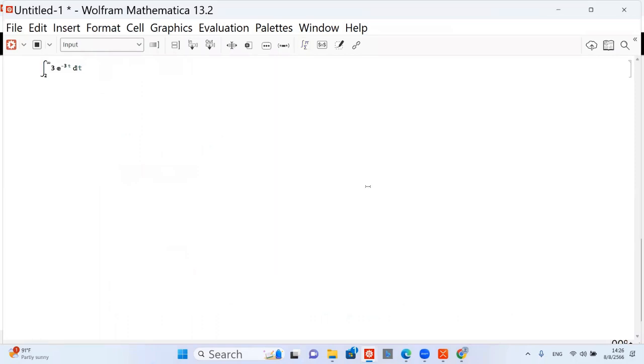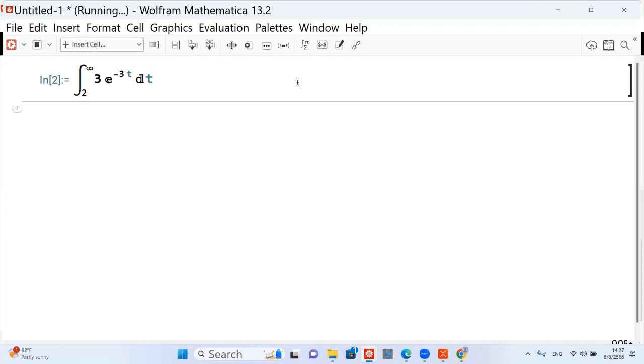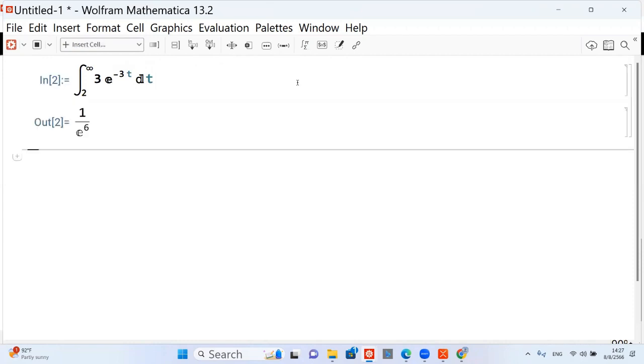Now, this thing here is an integral from, say, 2 to infinity, of e to the power minus 3. If you were to represent this with, say, R or Python, you have to transform it into a function call to a numerical evaluation. But this is actually a real property. It's 1 over e to the 6.